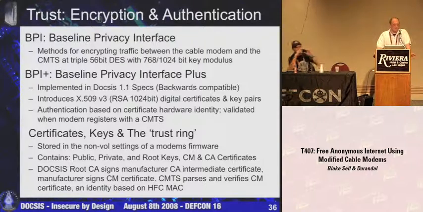They contain a public key, private key, root key, a CM certificate, and a CA certificate. The CA certificate is the manufacturer's certificate, which an ISP can actually grab from CableLabs. They can buy a CA certificate for themselves, and then issue their own certificates for all of their modems. One important thing too is that CMTSs by default actually accept self-signed certificates. So this is really important because we essentially can create our own certificates and then tell the CMTS, hey, I am who I say I am, even though the MAC is not provisioned at all.